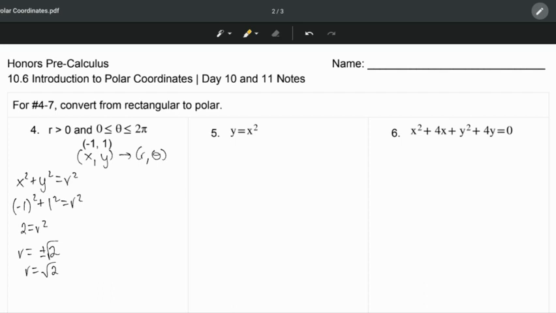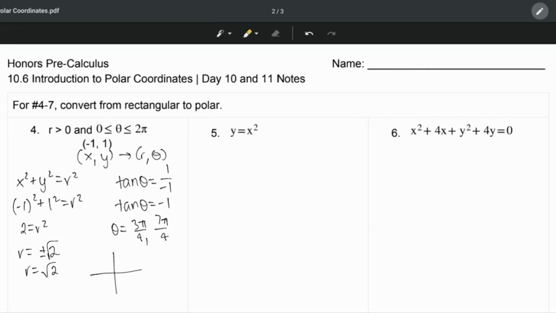Then we need to figure out what our angle is. So our angle would be tangent of theta is equal to y over x. So y is 1, x is negative 1. So we need to figure out what angles have a tangent of negative 1. And those angles between 0 and 2 pi would be either 3 pi over 4 or 7 pi over 4. So now we have to consider the location of this ordered pair, negative 1, 1.